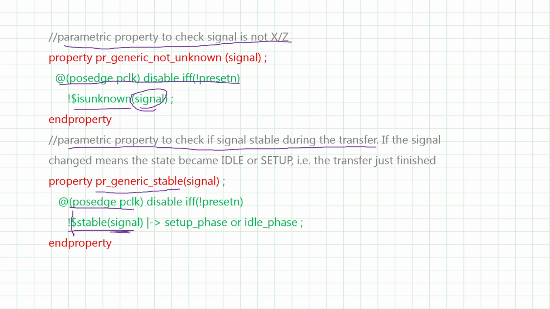This is also a system task used in assertions, $stable(signal). Whichever signal we want, we can check that it is stable, and at the next clock cycle, if the signal is not stable, then the setup phase or idle phase should be there. So it is a simple assertion. The first line is the same for all the assertions, and the second is our use of $stable. In this part of the video, I will just tell you about unknown and stable. This type of system task we can use for checking our different signals. So it is a simple assertion like $stable(signal), and the setup phase or idle phase should be there if the signal is not stable.